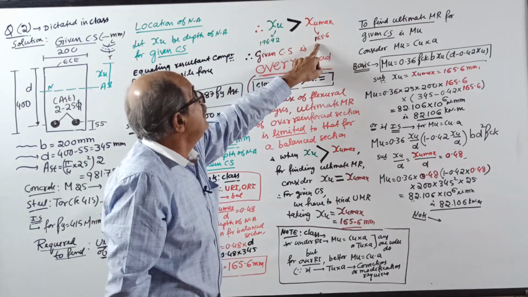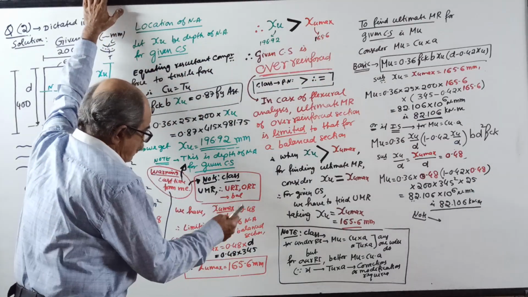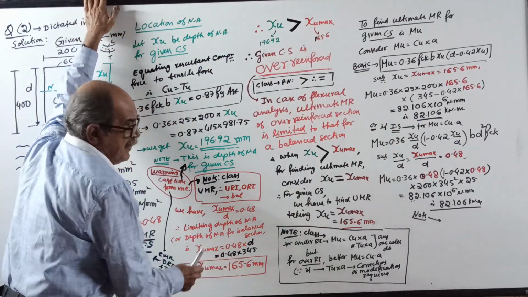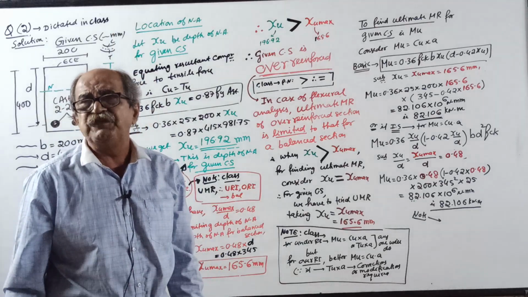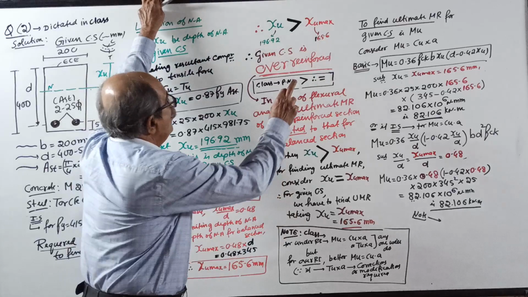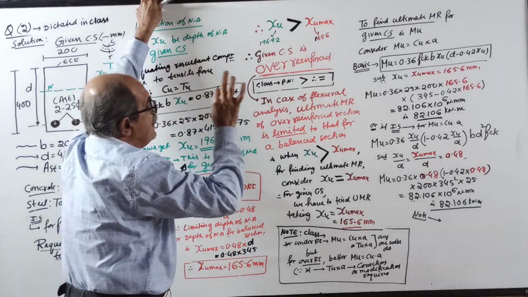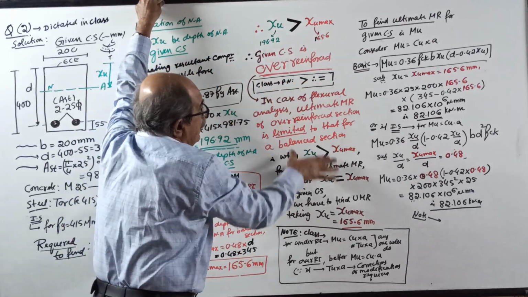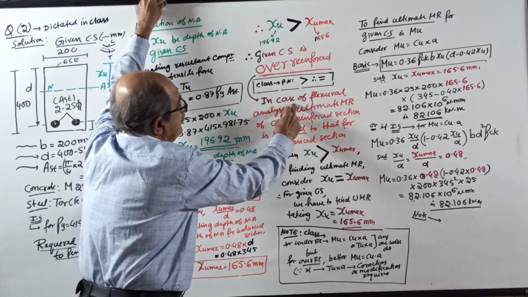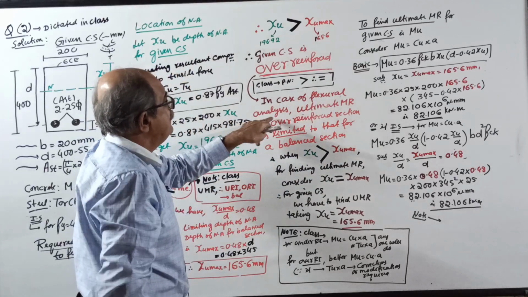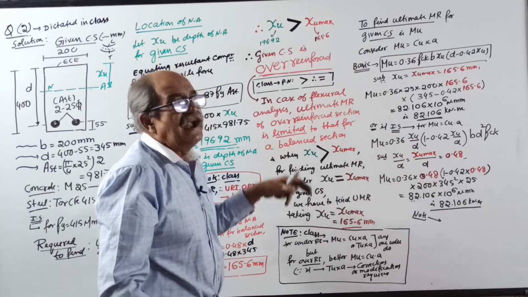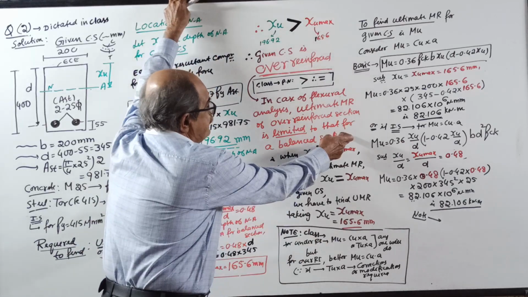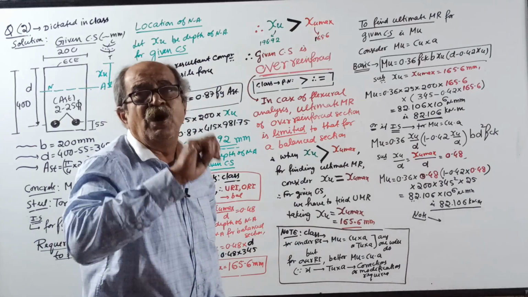Because limiting value, by name only you can make out. Limiting value is 165.6 means you should not take XU more than 165.6 millimeter. That note you make, thoroughly I made clear last time. Now fair copy you write this way. So therefore, in case of flexural analysis, ultimate MR of over reinforced section is limited to that of balanced section. You can add one more if you want.